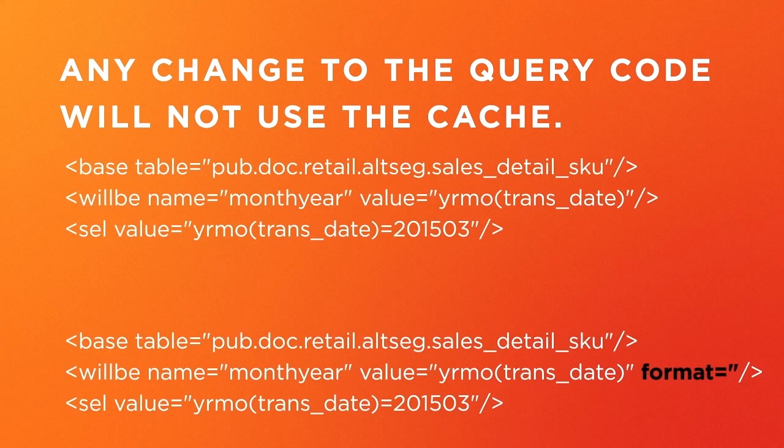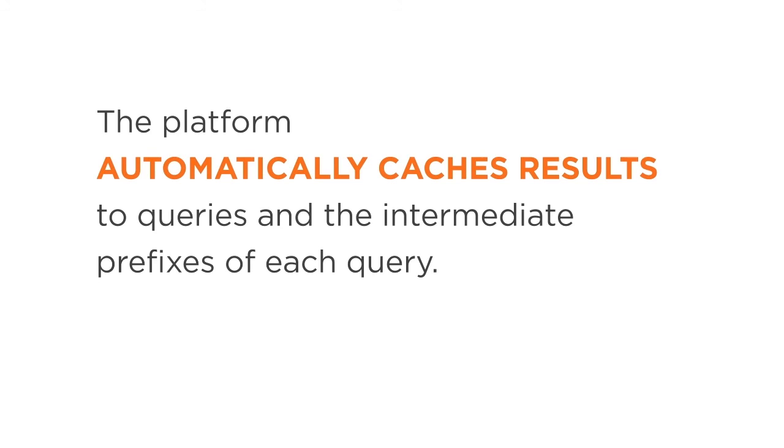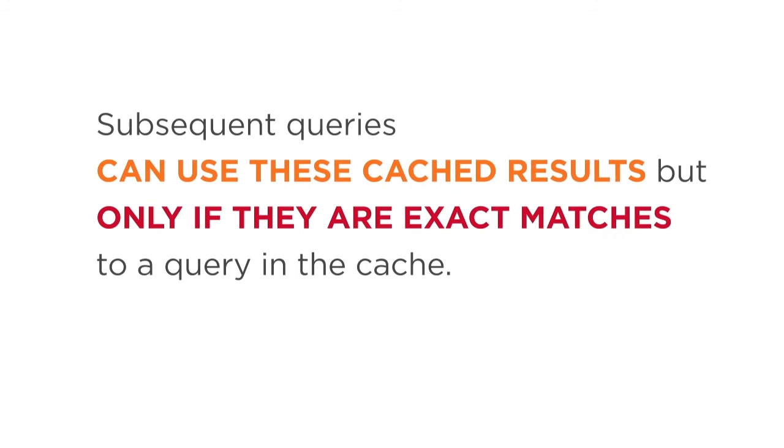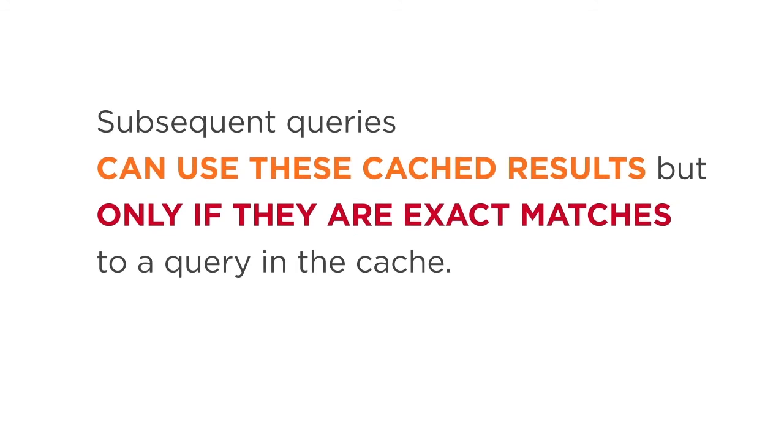For example, the first query here is not recognized as the same as the second, as we've added a format attribute in the will_be column. The platform automatically caches results to queries and the intermediate prefixes of each query. Subsequent queries can use these cached results, but only if they are exact matches to a query in the cache.